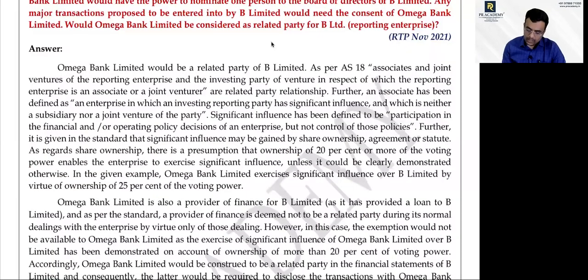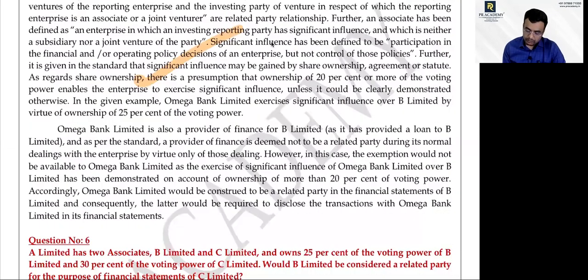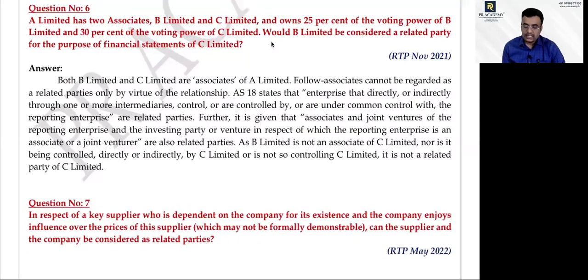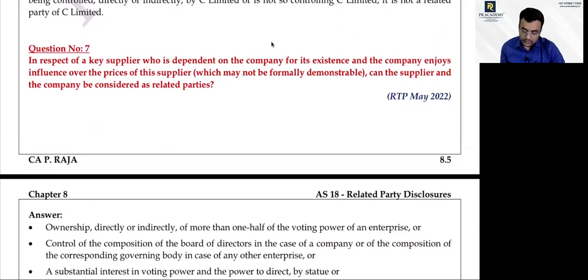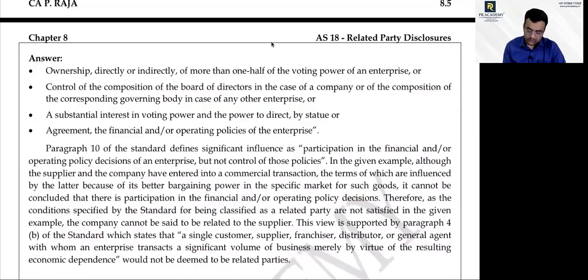The bank question, this is also okay. Two associates, this I have discussed. Co-subsidiaries are related, co-associates are not related. A key supplier, overall the manager supplies. Can you call them a related party? No, sir. Please understand that also.